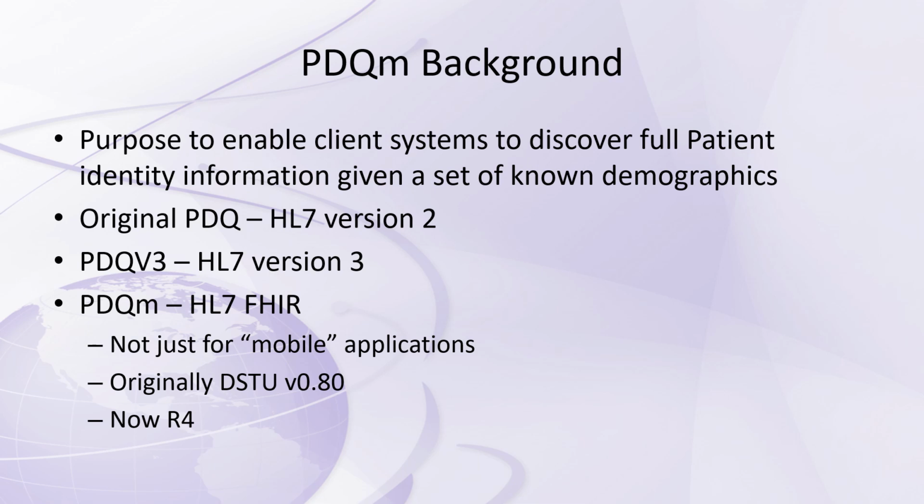The original flavor of PDQ used HL7 version 2 messages to query for and discover patient identities. A second flavor, PDQ v3, was released to add this capability to systems that were architected around HL7 version 3. PDQm is the latest flavor, providing patient identity discovery capabilities based on the widely popular HL7 FHIR healthcare data exchange standard. All three flavors of PDQ continue to be supported by IHE for use in their respective ecosystems.